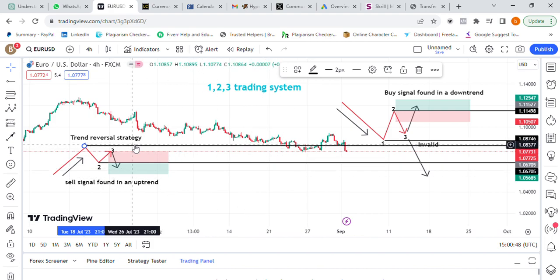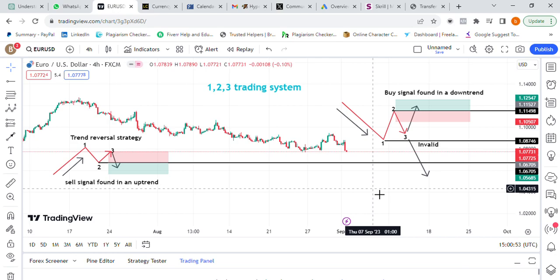If it goes above this, it is invalid. I can't draw them because it's a classic for that one. That's how it works. So this is just the theory behind the strategy.